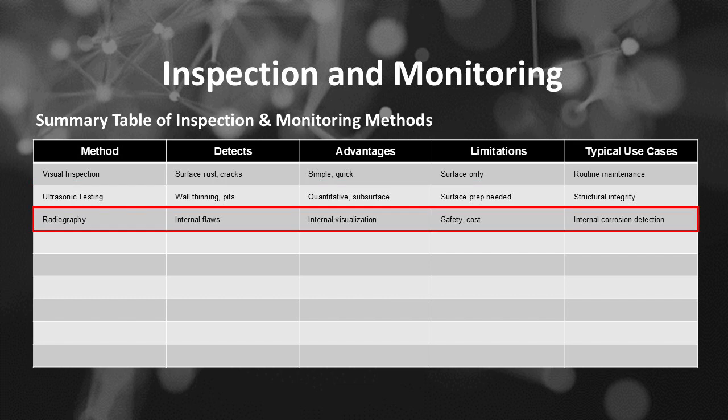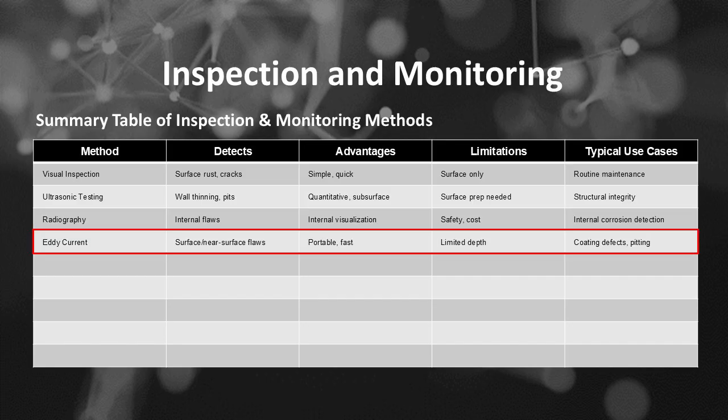Radiography testing method is to detect internal flaws. The advantages of this method are internal visualization. The limitation of this method is safety, cost. This method's typical use case is in internal corrosion detection. Eddy current testing method is to detect surface or near surface flaws. The advantages of this method are portable, fast. The limitation of this method is limited depth. This method's typical use case is in coating defects, pitting.